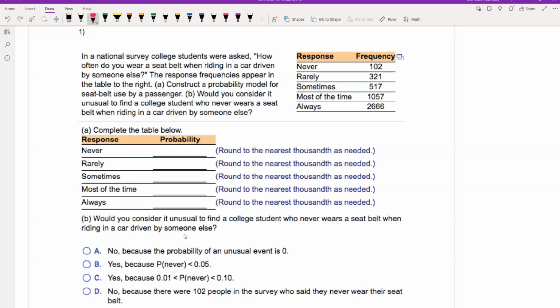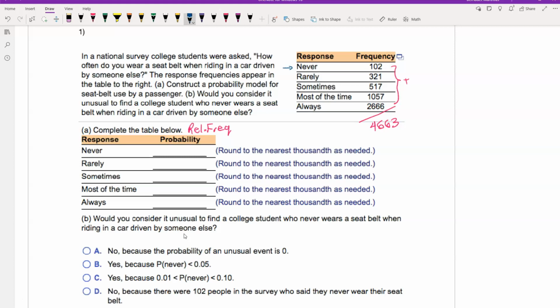In this part, we say probability, and that is the same as relative frequency. So how we can find probability is the same as relative frequency. First, you have to find the sum of all frequencies. We'll add all these numbers. That is equal to 4,663.